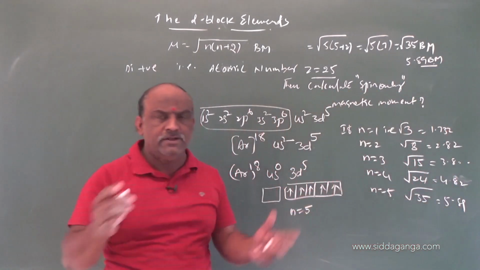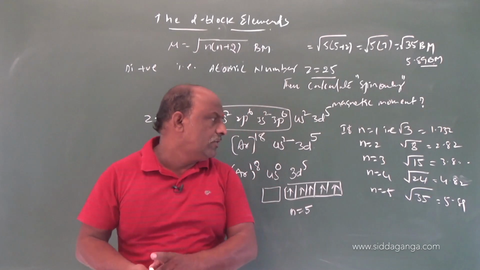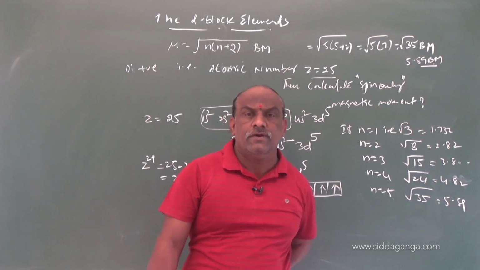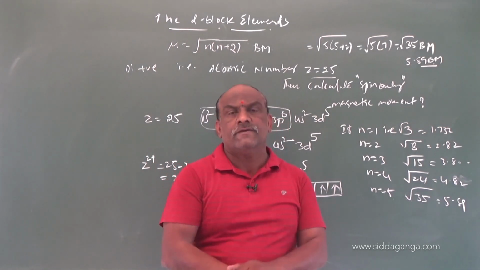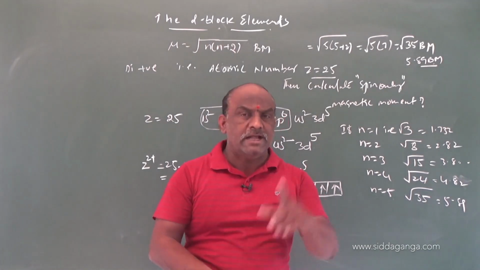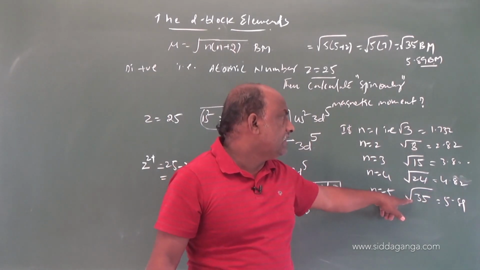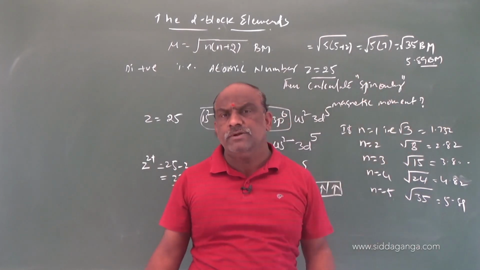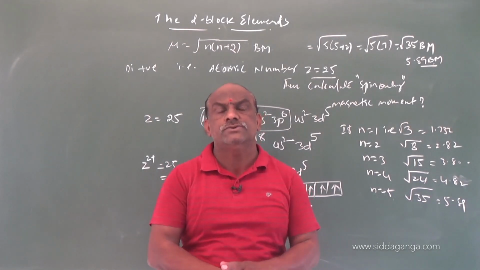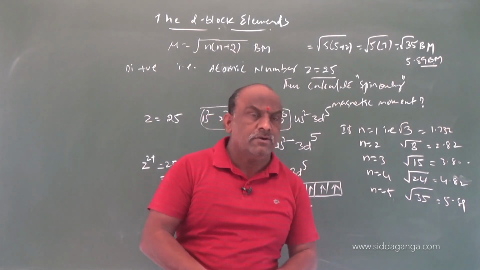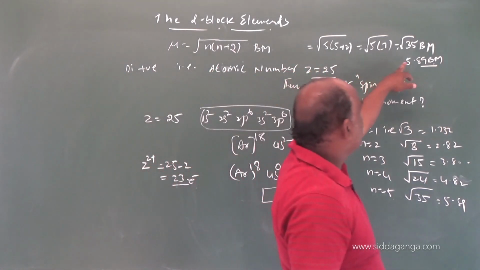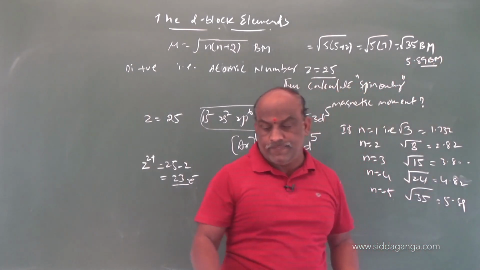So already you know the values: root 3, root 8, root 15, root 24 and root 35. These values correspond to the number of unpaired electrons. The maximum is root 35, 5.89, and the minimum is 0. Minimum 0 means the number of unpaired d electrons is 0, then you substitute n equal to 0. So the answer for this question is root 35, which is nothing but 5.89.